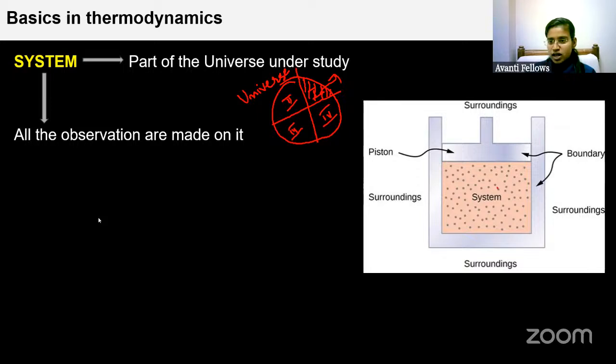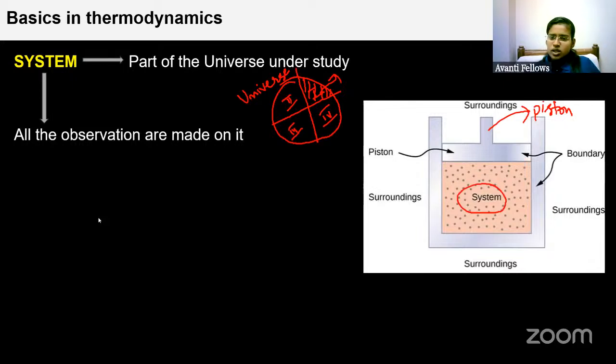So this is called a system. Why is it called a system? We have a container. Inside the container, a piston is attached. This is called a piston. Piston means the instrument which is used to give pressure.